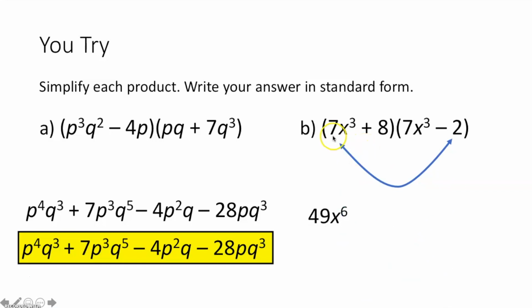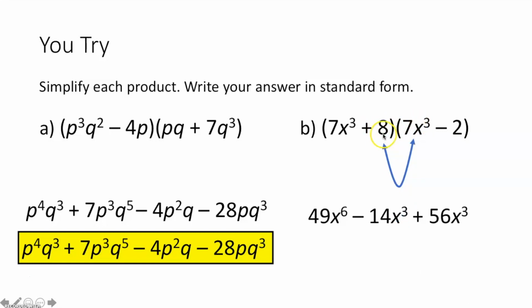Multiply the outer terms together. 7x to the 3rd times negative 2. It's going to be negative 14x to the 3rd. We multiply the inner terms together. 8 times 7x cubed is going to be 56x to the third power. And then last but not least, we multiply the last terms. 8 times negative 2 is going to be negative 16.